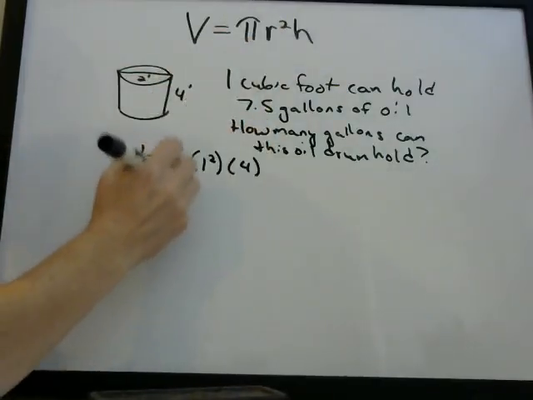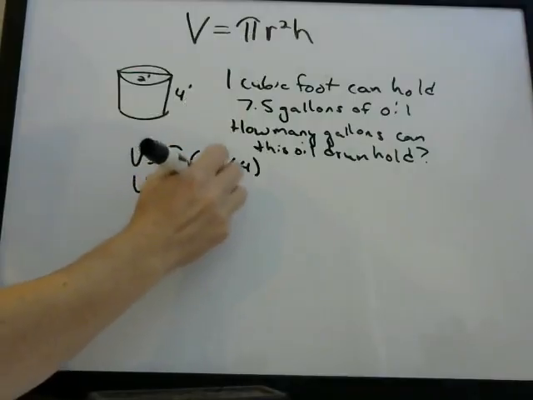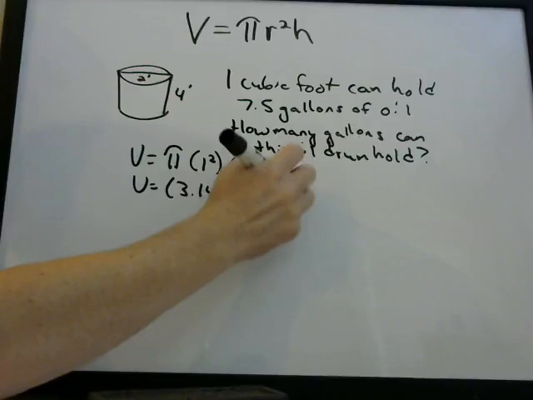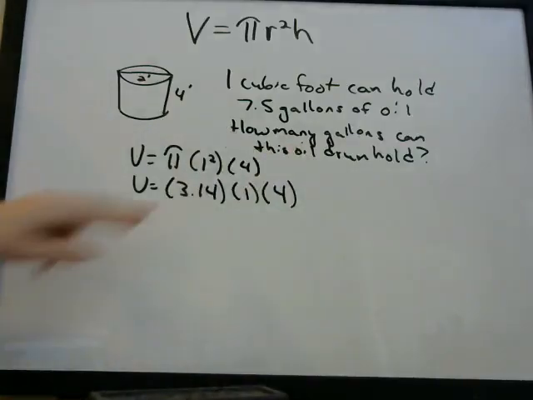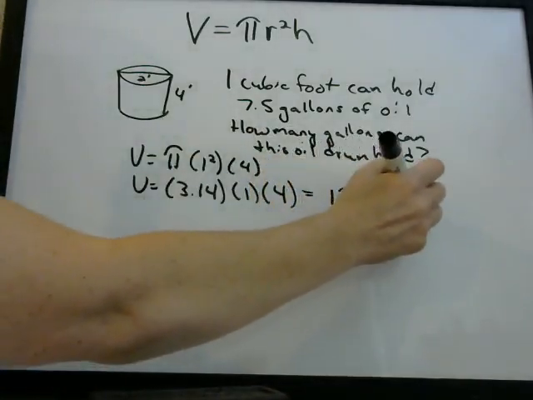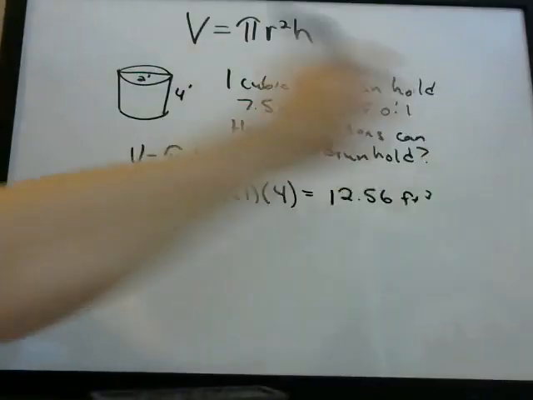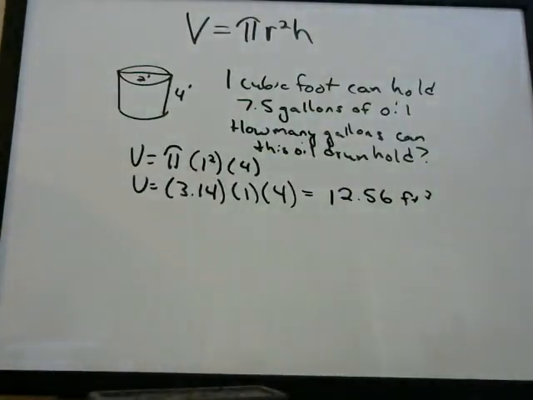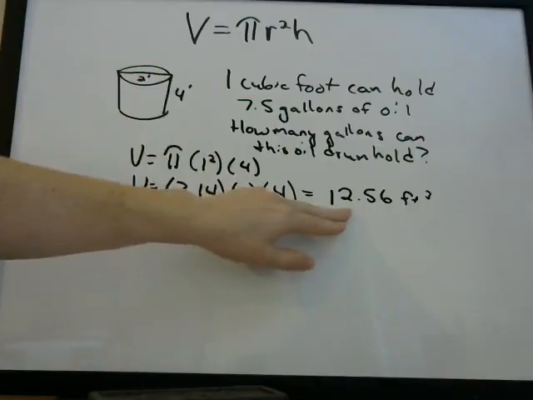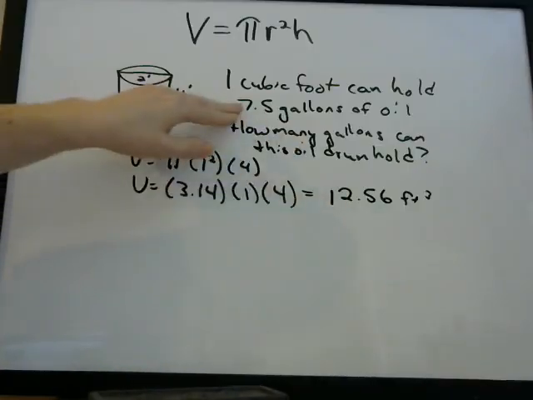So the volume, pi, is 3.14. 1 squared is just 1. 1 times 1 is 1. Times 4. So 3.14 times 1 times 4. You plug that into your calculator. And you get 12.56 cubic feet.